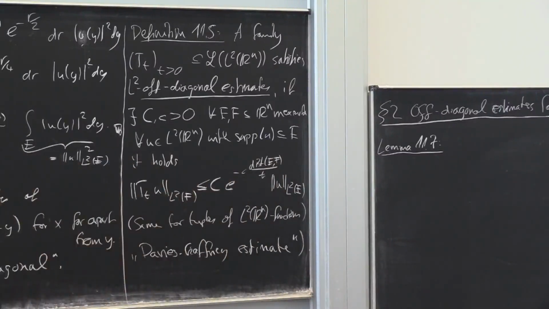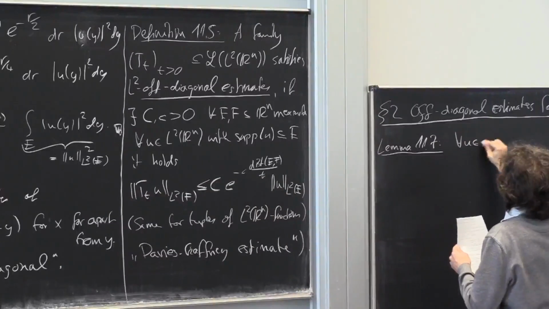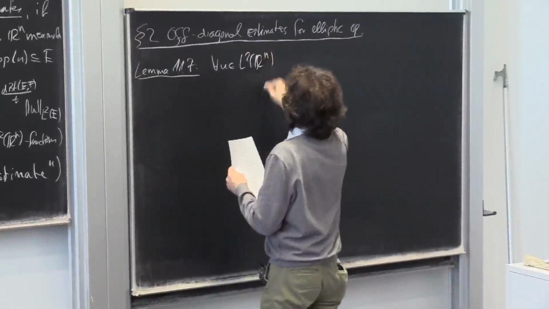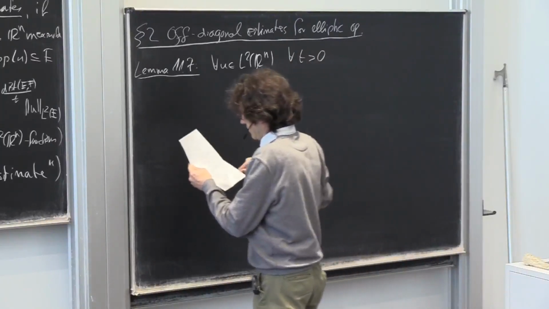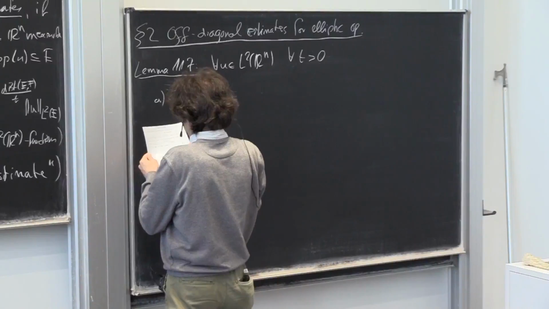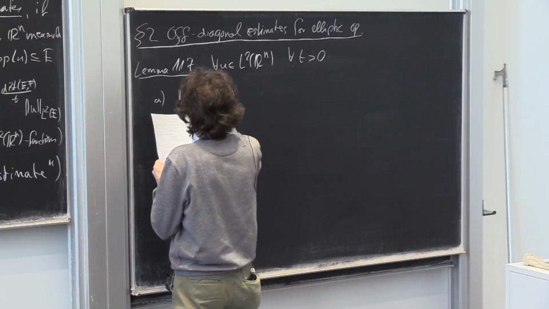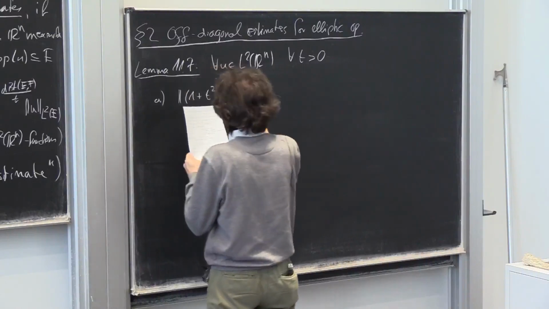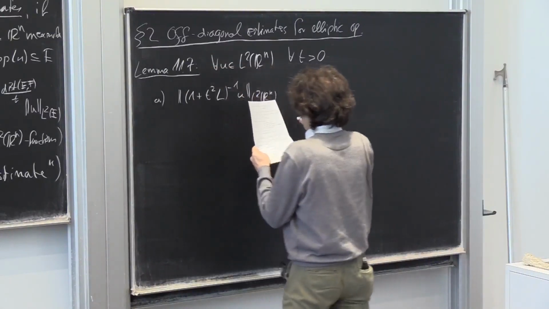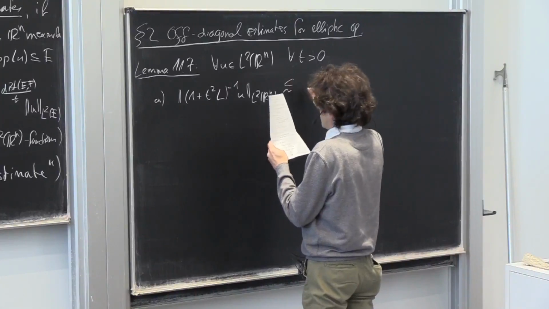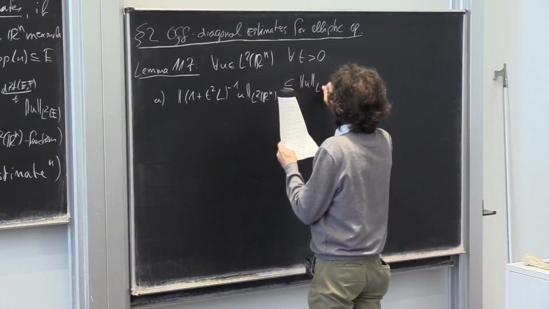And that's the first thing that we want to prove. That is Lemma 11.7. So for all u in L2(R^n), so E is now R^n, and for all t positive, the norm of (1 + t^2 L)^-1 u in L2(R^n) is bounded by, it's even less or equal, the norm of u in L2(R^n).